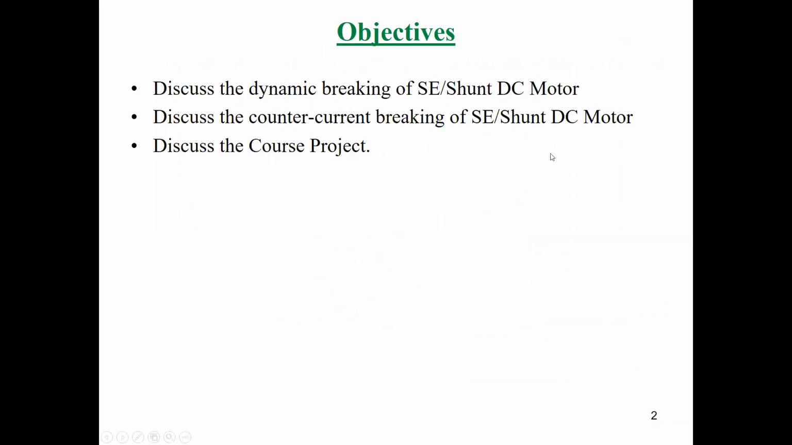So the objectives today, inshallah, will be discussing the dynamic braking of DC motors, discussing counter current braking of DC motors, and finally we will discuss the course project, what is required, when we will discuss the presentations and when you will submit the project, inshallah.